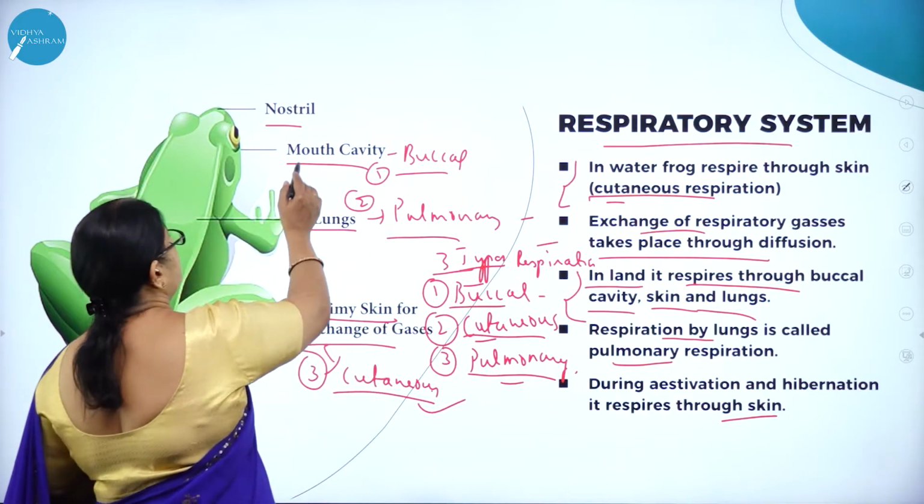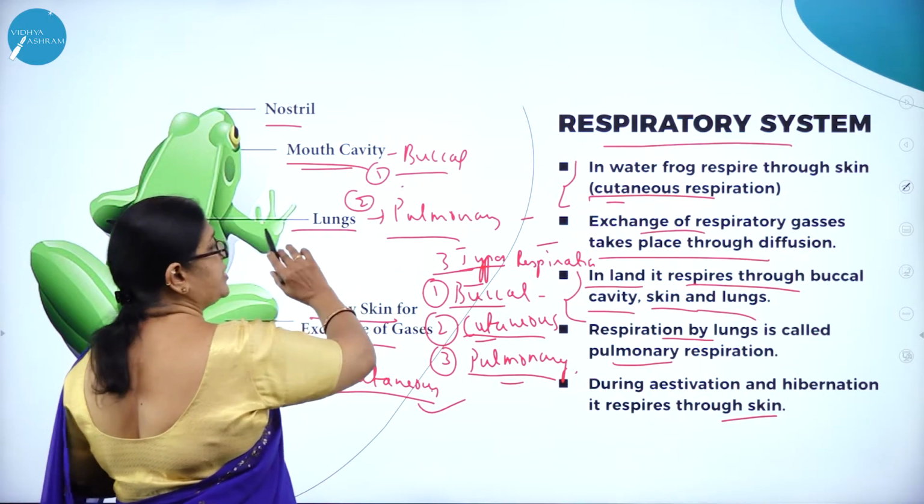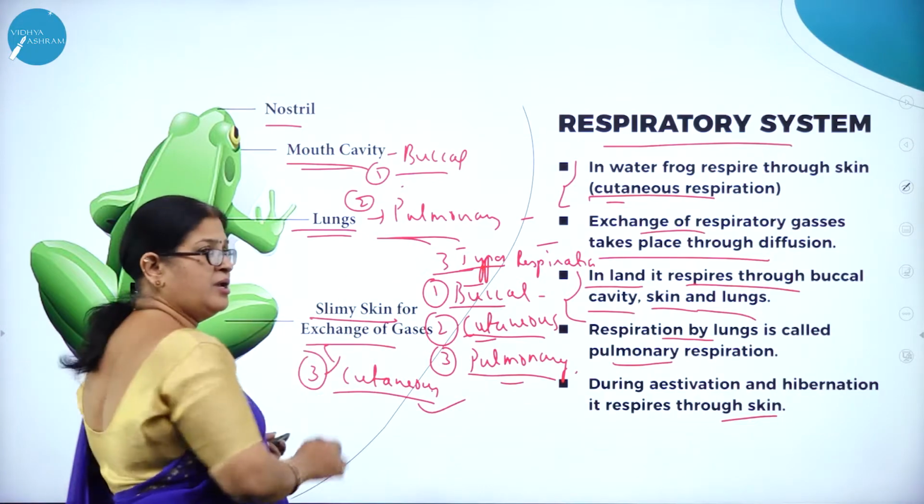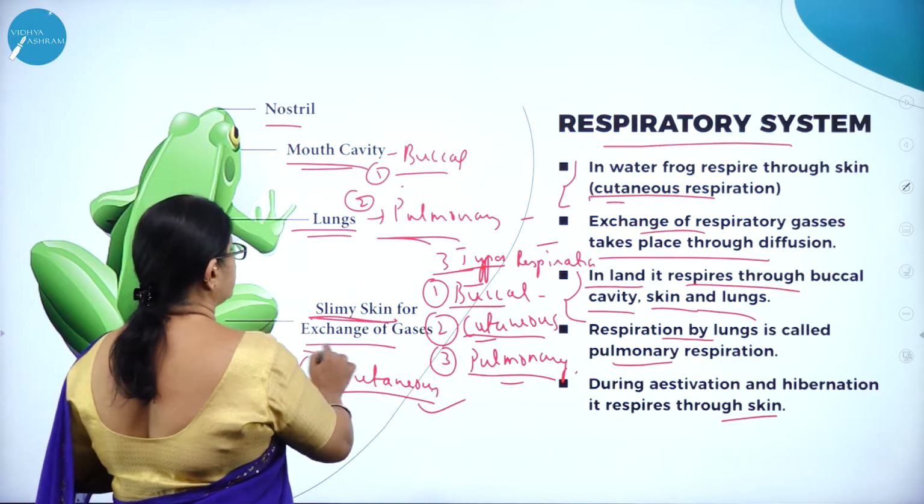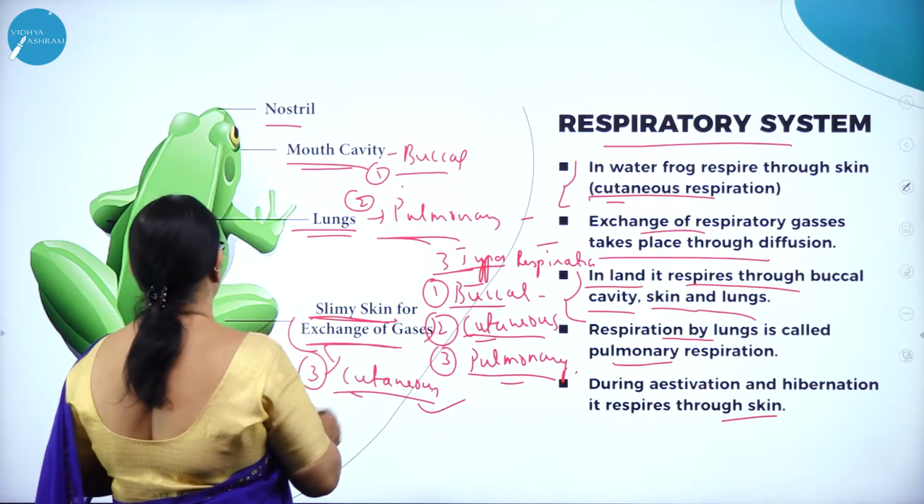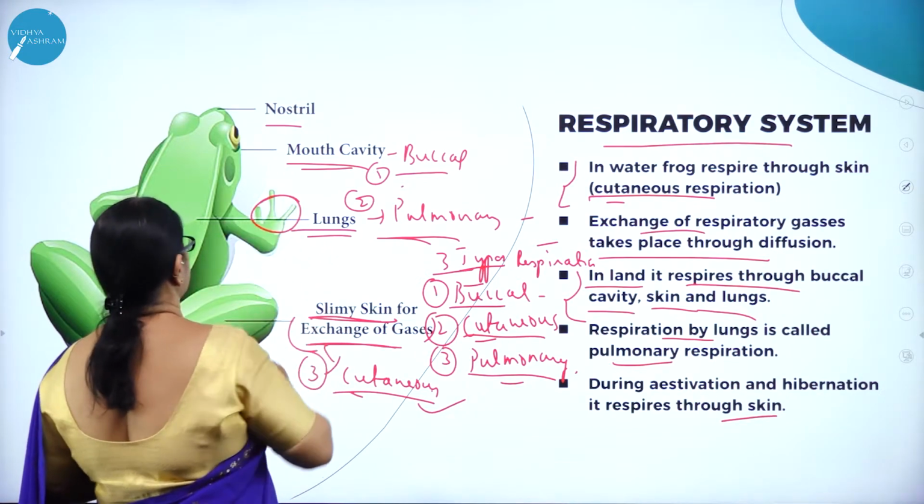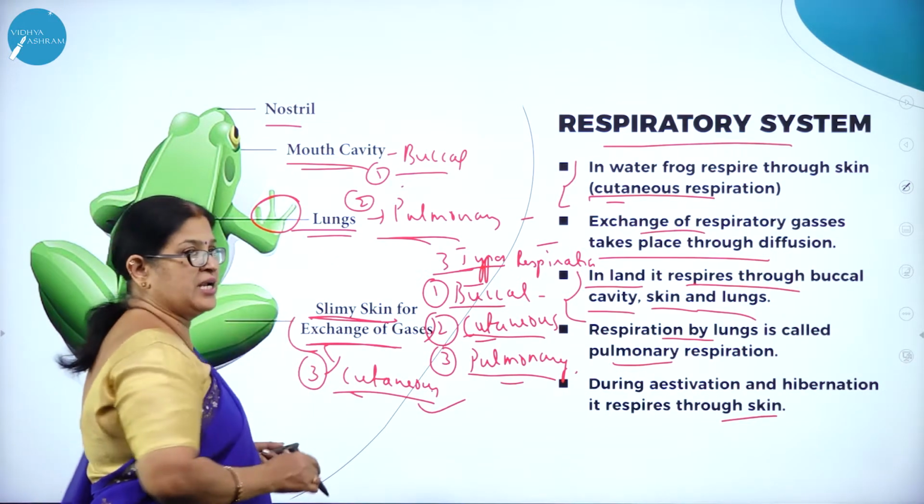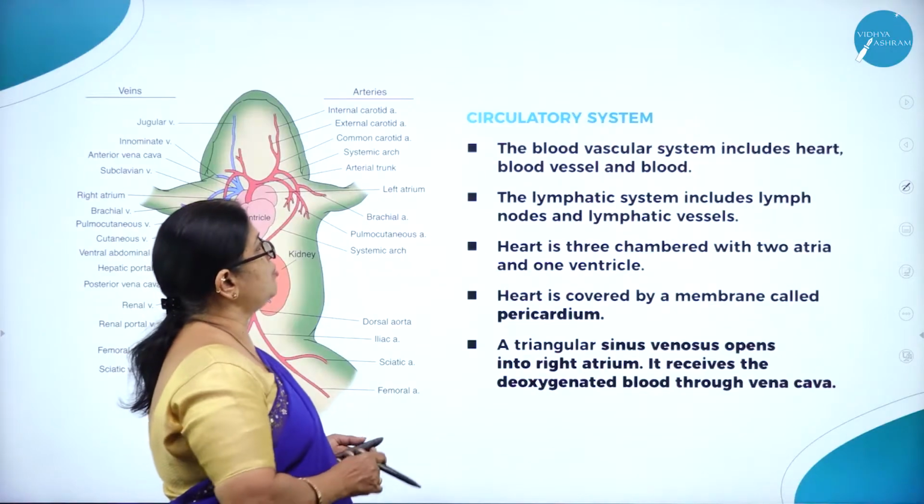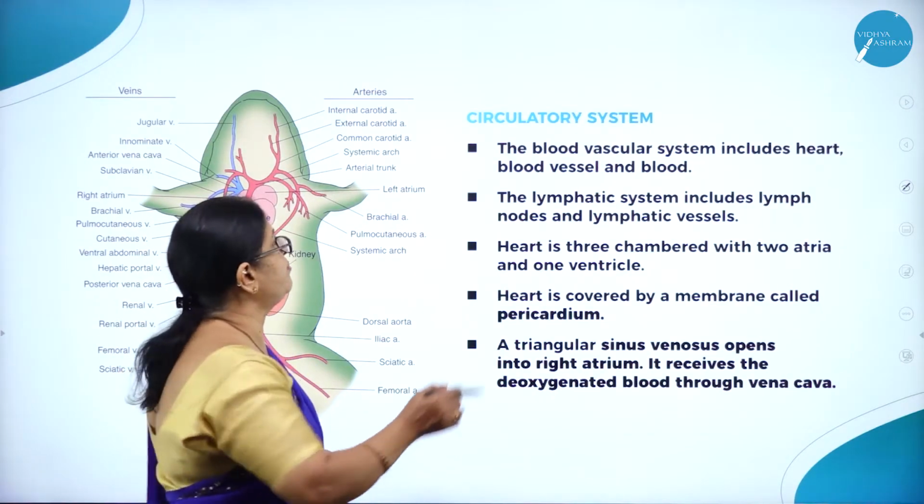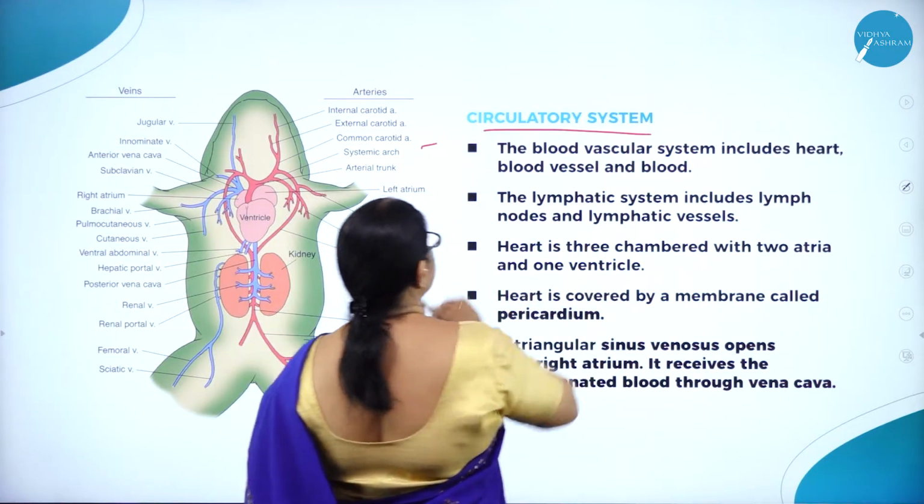Here you can see the mouth cavity, that is through the buccal cavity, it is called buccal respiration; through lungs, pulmonary respiration; and slimy skin for exchange of gases through cutaneous respiration. Here you can see the webbed feet, forelimbs and hind limbs. Now, moving on to the next very important system, the circulatory system.